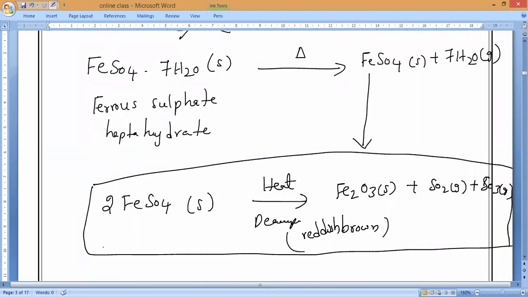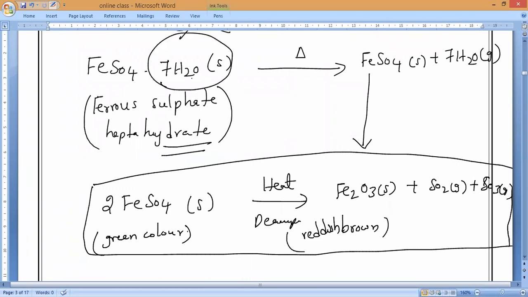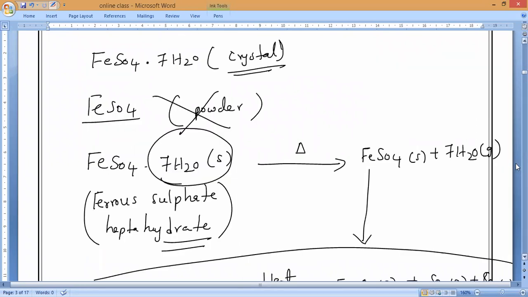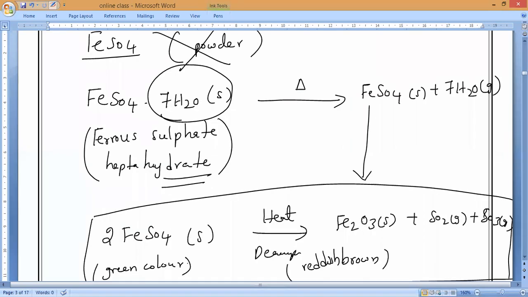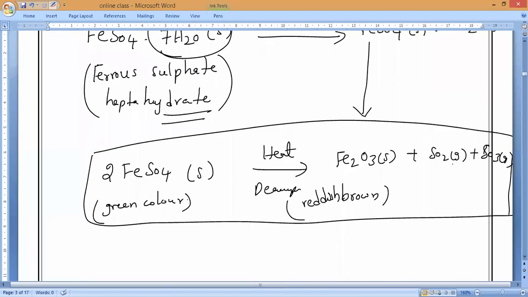So this color is called green color. All of you should remember. But actually the green color is of what, guys? The green color is for ferrous sulfate heptahydrate. But we are not going to remember this equation. Why? We don't know the water of crystallization concept. That is the reason. But first what will form? When we are heating, first water will evaporate from it. Then it will turn into FeSO4. Later that FeSO4 will give you Fe2O3 plus SO2 plus SO3.